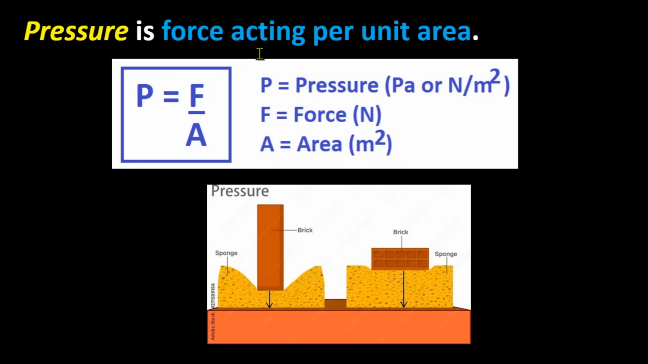Pressure is force acting per unit area. The formula is P is equal to F over A. Pressure is measured in pascals or Newton per meter squared. If there's a smaller surface area, it means that there will be more pressure. If there's a larger surface area, it means that there will be less pressure.